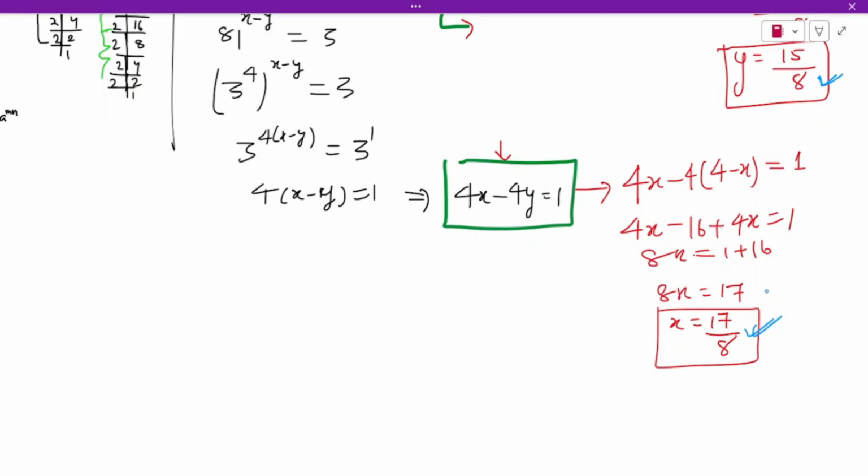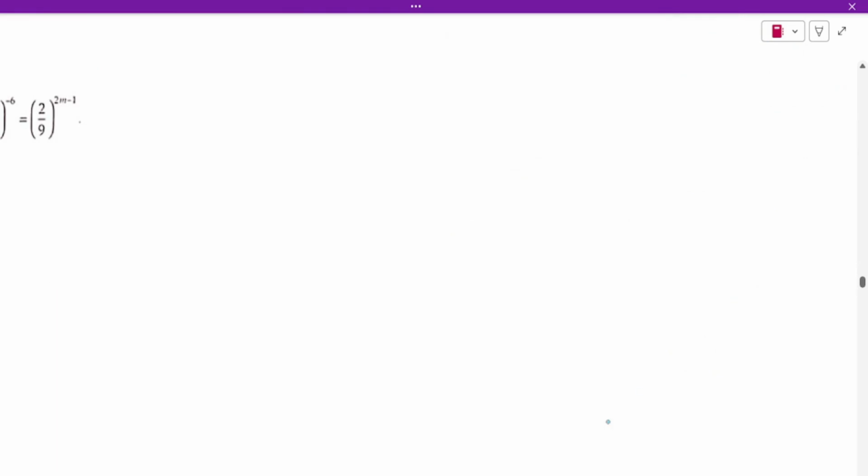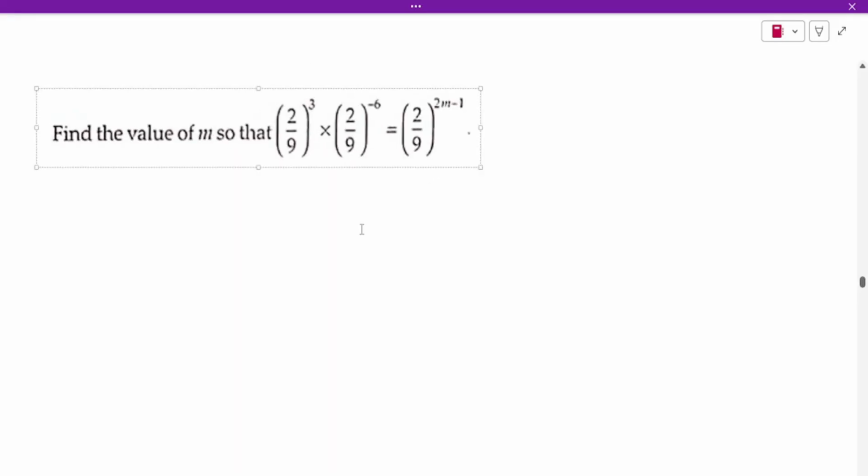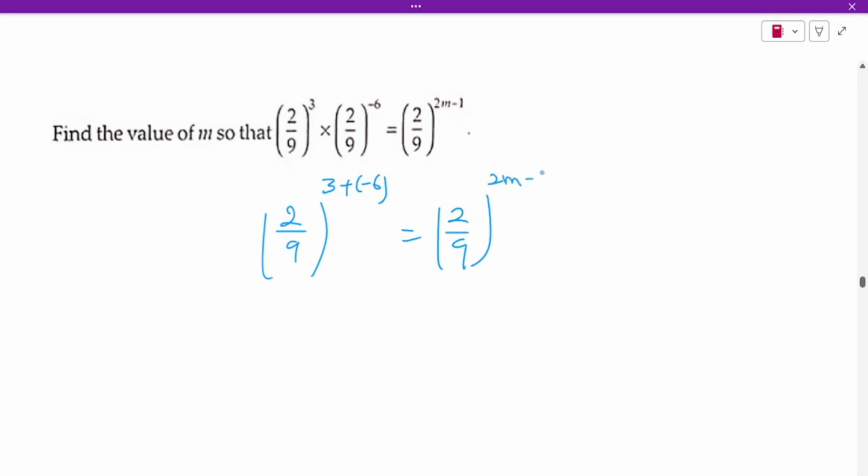Now let's try to solve some more questions on this. We have given the equality of two exponential forms of the number. We need to solve for the value of m. First we need to simplify the LHS, as we can find that the base over here is 2 by 9, and on the right also the base is 2 by 9. So using 2 by 9 as the common base, the powers will be added: 3 plus minus 6 is equal to 2 by 9 to the power of 2m minus 1.